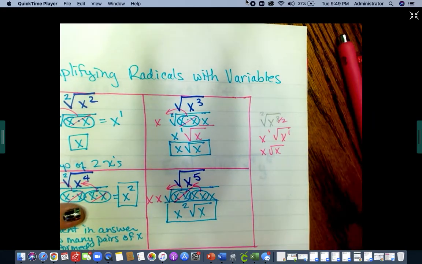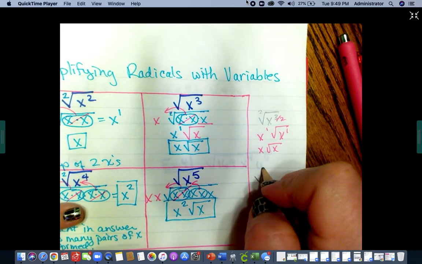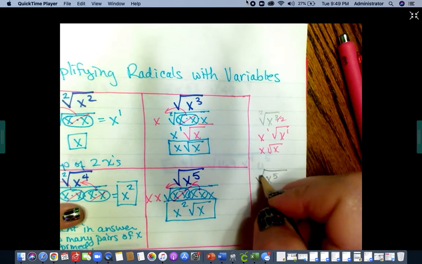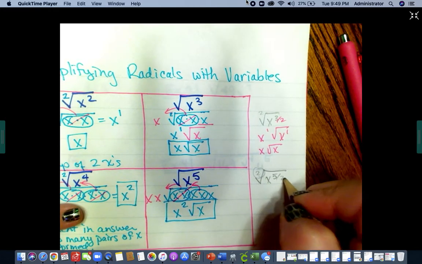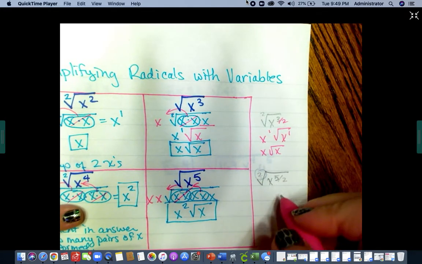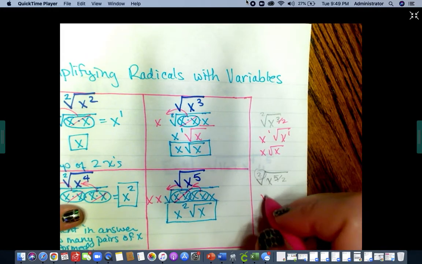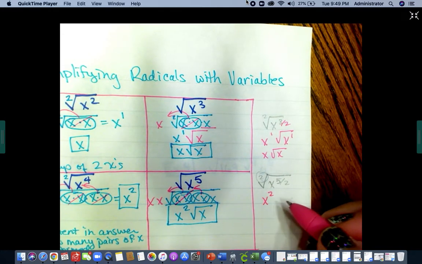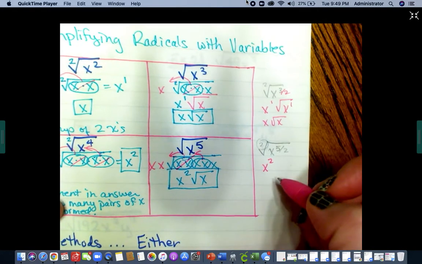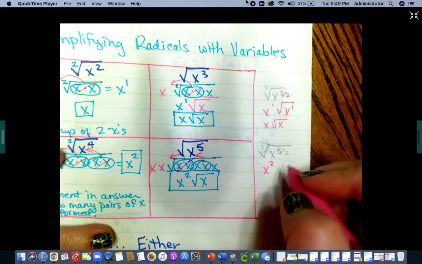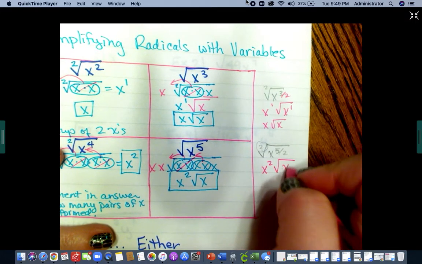Again, if I have the square root of x to the fifth and I divide by this index of 2, then that means I have 2 going into 5 2 times. So the whole number of times it goes in is going to be the exponent on the outside, and then I'm going to have 1 left over.